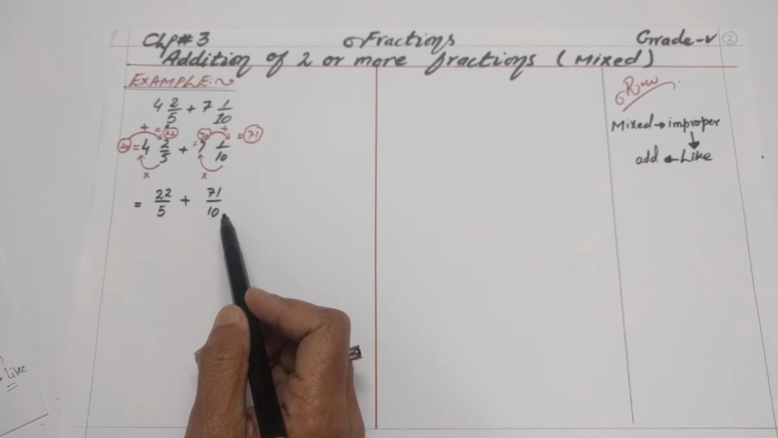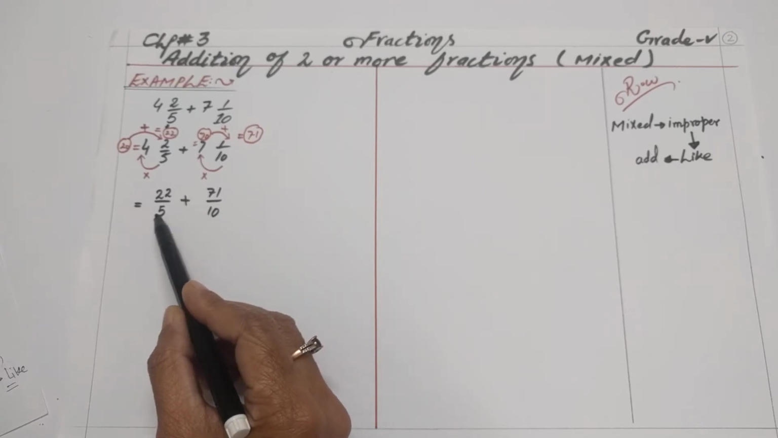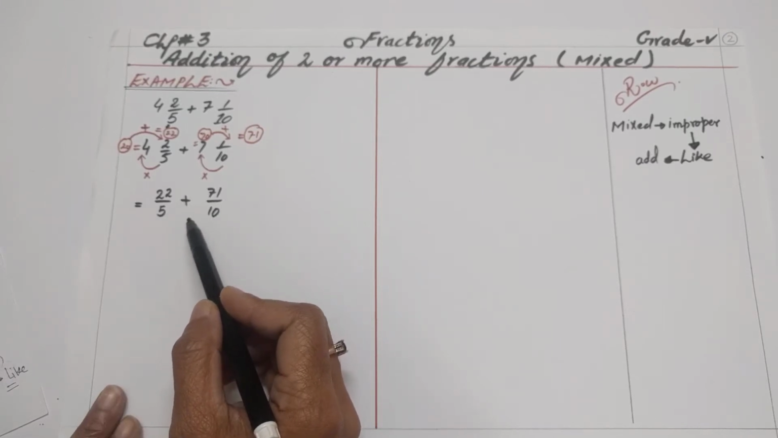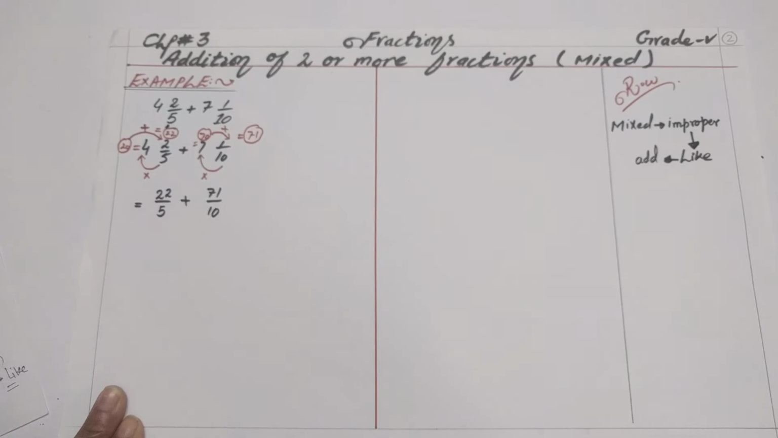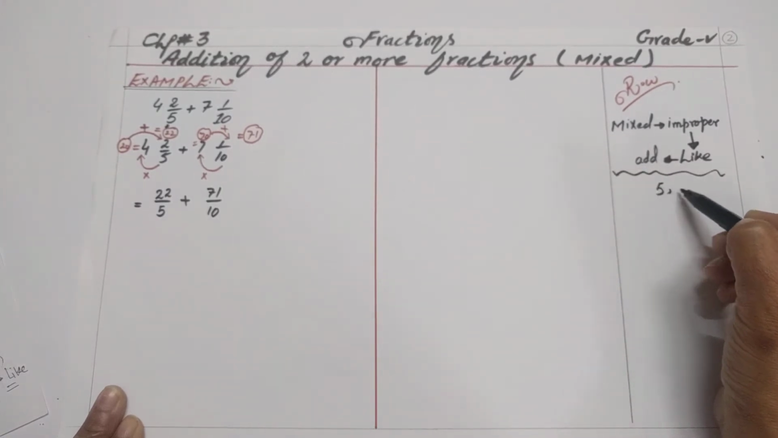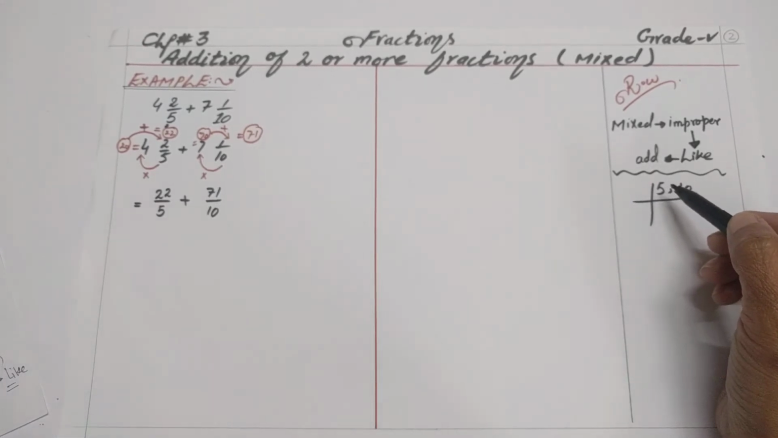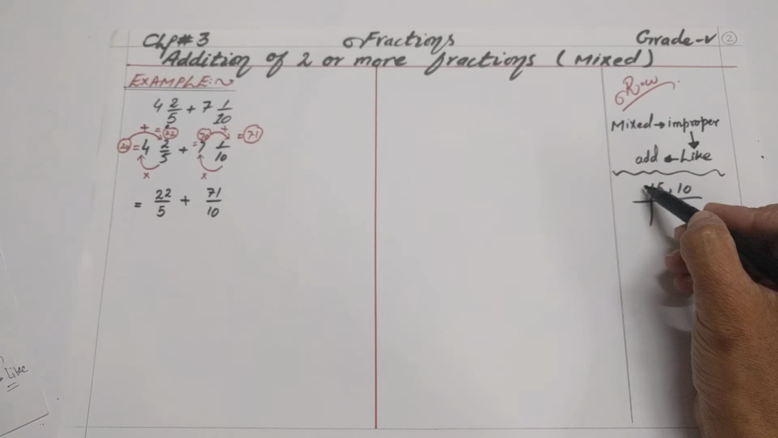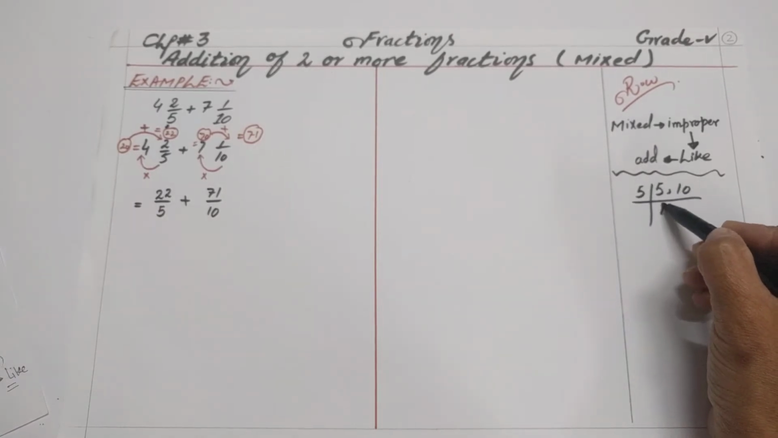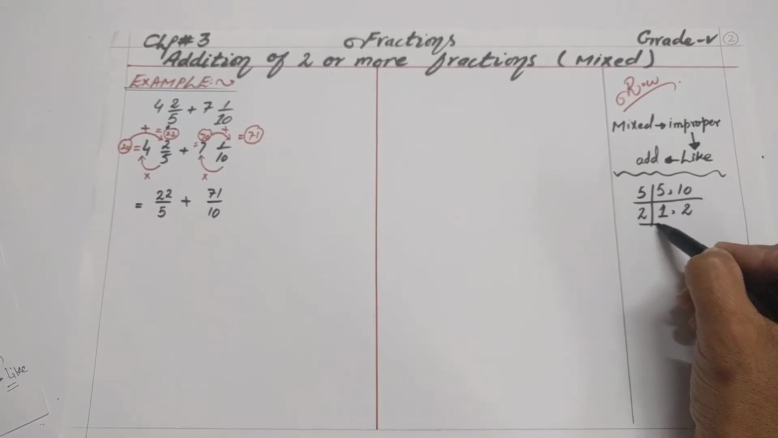Yes. So first I have to find the LCM of 5 and 10. To make the denominators the same, we have to find the LCM of the denominators. Our denominators are 5 and 10. So let's start: what is the LCM of 5 and 10? Find the prime numbers. 5 ones are 5 and 5 twos are 10. Now 2.